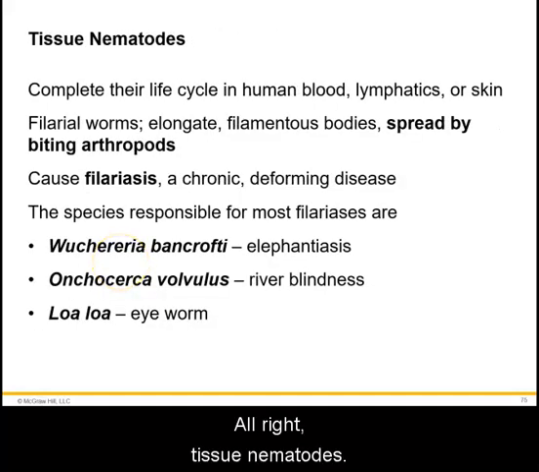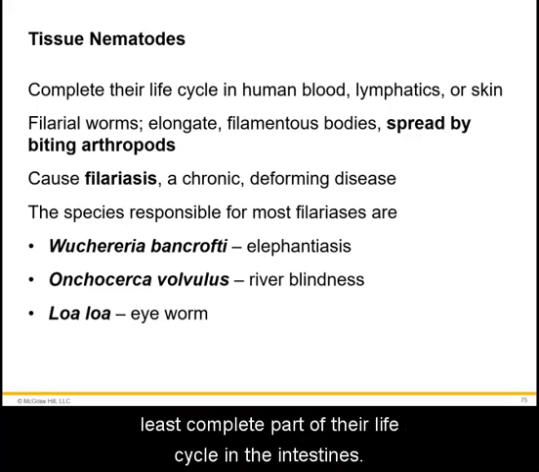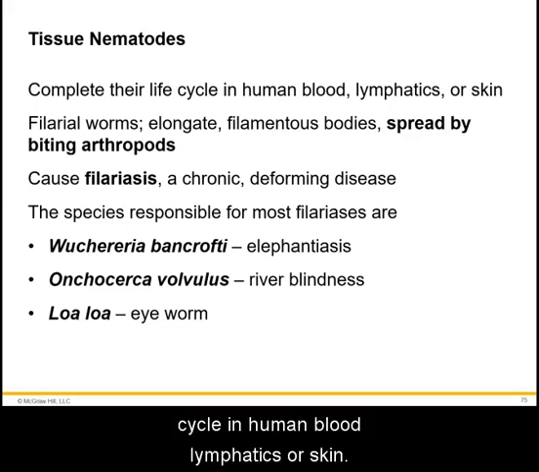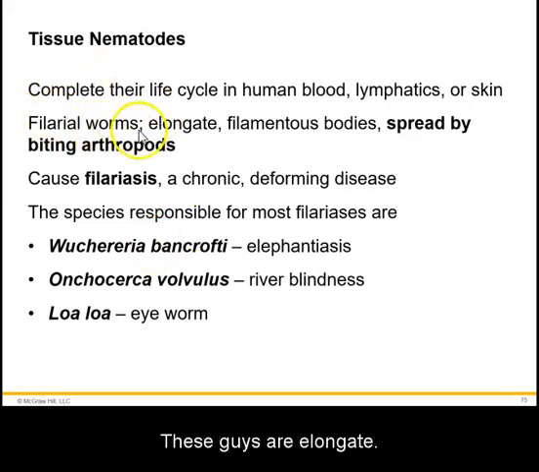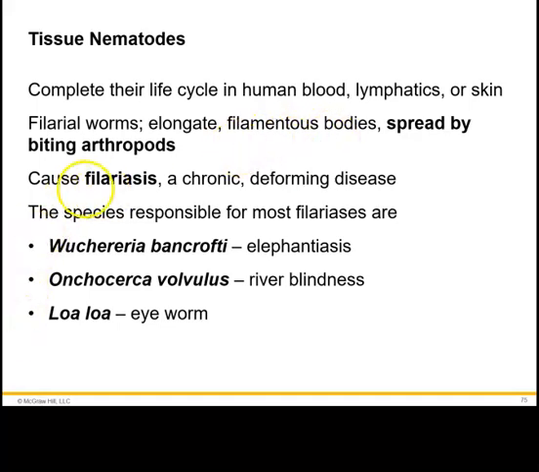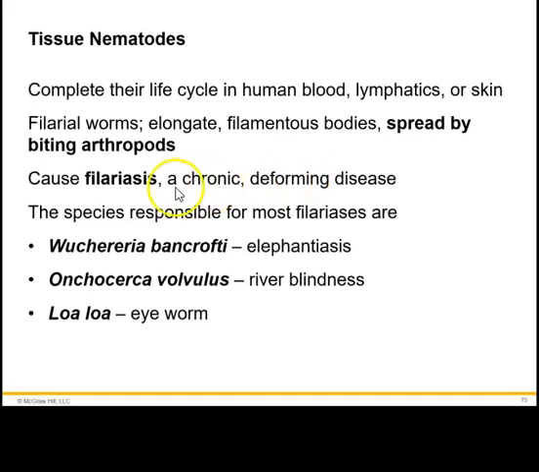All right, tissue nematodes. So we talked about the intestinal nematodes that at least complete part of their life cycle in the intestines. The tissue nematodes are going to complete their life cycle in human blood, lymphatics, or skin. These are going to be the filarial worms. These guys are elongate, they have filamentous bodies, and they're going to be spread by biting arthropods. They are the causative agent of filariasis, which is a chronic deforming disease.